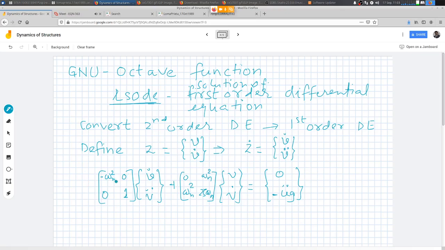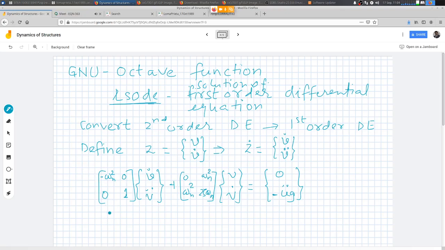Now why did I choose this? I could have written this as omega n squared and I could have written this as minus omega n squared. I just wanted to retain these matrices to be symmetric. It's always better to deal with symmetric matrices for several reasons, including numerical stability.